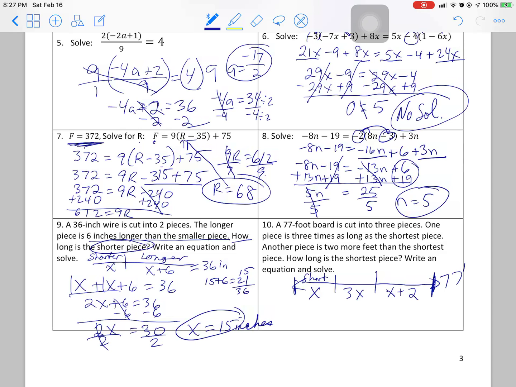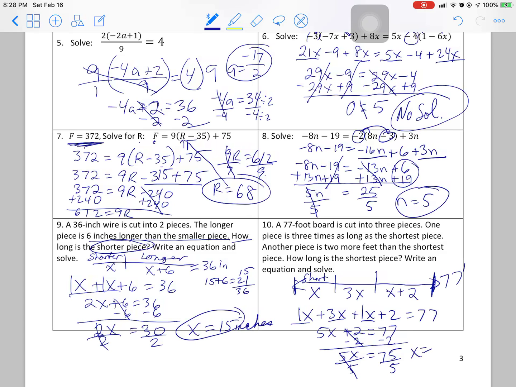More is a plus, times. Here are my 3x. And to make my equation, I put them all together and they equal 77. Okay, and then I have to combine like terms. These are all x terms. 1 plus 3 plus 1 is 5x plus 2 is 77. Get the x alone and the numbers, the constants, together on one side. 5x equals 75. Isolate my x.